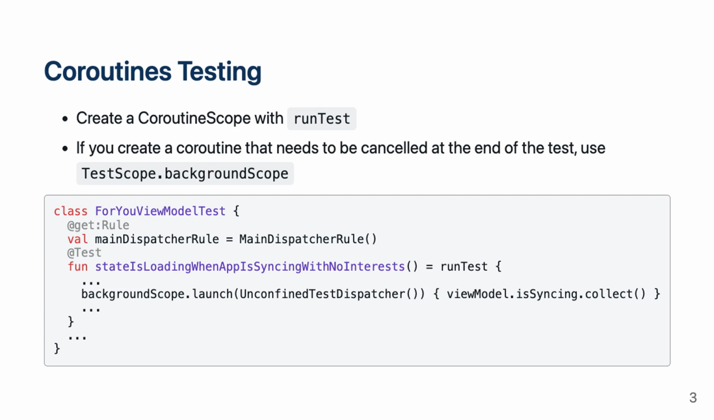Also, if you want to create a coroutine that needs to be cancelled when the test finishes, use a background scope. In this example, it is used as a scope to monitor the view model's state.